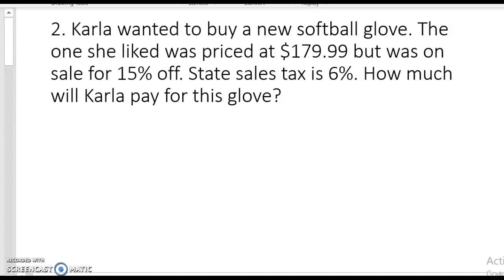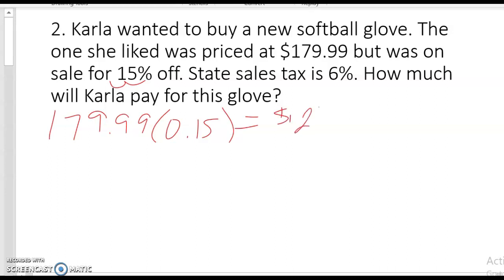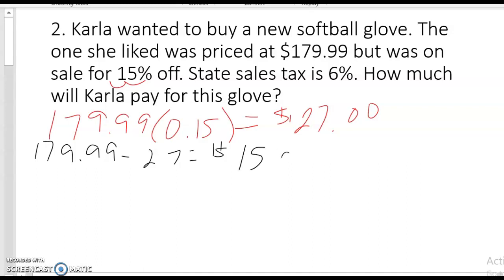All right, same process. Let's just walk through it here. We're going to take the price of the glove and multiply it by 15%. Again, two decimal places to the left to get that percent to a decimal. Round it to the nearest penny. The discount amount comes out to be 26.9985. That rounds to $27. So that means if I take $179.99 and subtract 27, the price that we're going to pay, or I guess be taxed on, is $152.99.